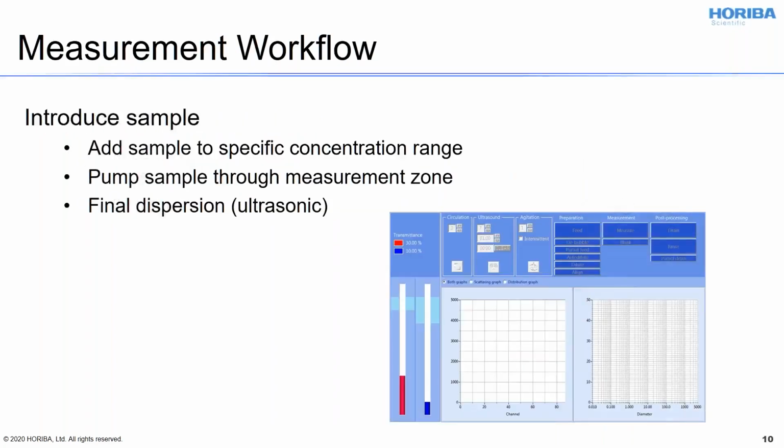Okay, we then add the sample to the specified range, and the way that tends to happen is that you're going to look at something known as transmission. It's shown in real time on the left of the screen, like the one you see below, and you'll add enough material so that it goes within the target range, which is a little bit sample dependent. You'll be running a pump to move the sample to the measurement zone, and you might do some final dispersion with ultrasonic. Once you've added the sample, most of the rest of the steps are either automated or push button operations.